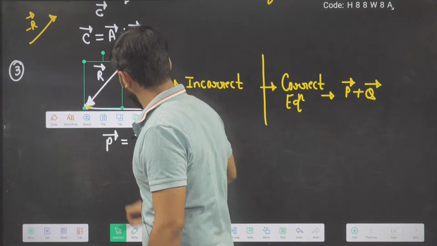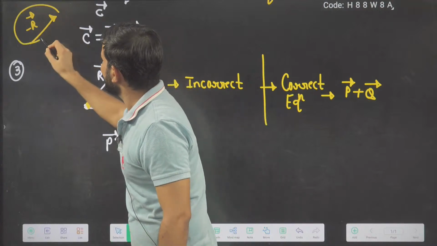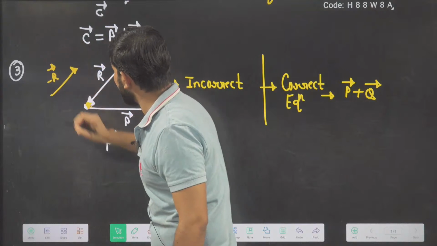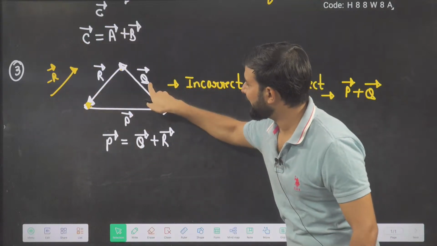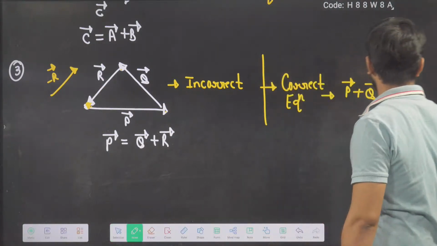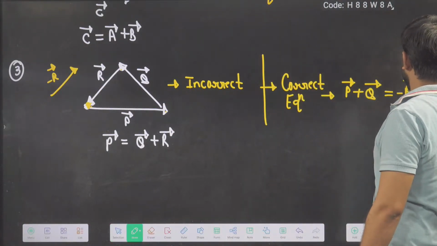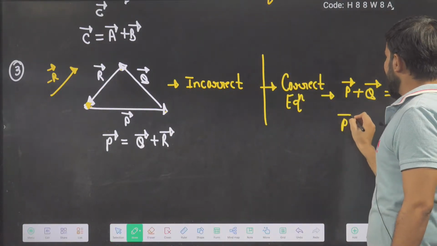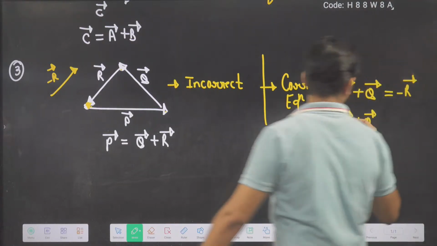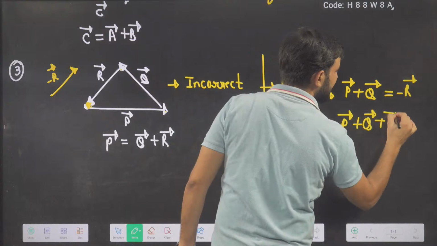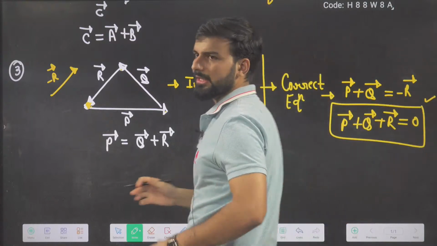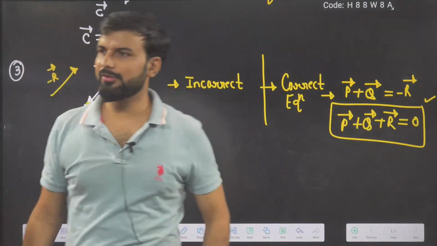So what will be the resultant? If I want to give the sum of P and Q, it will be plus R or minus R. So the resultant will be minus R. So what is the correct equation? You can write P vector plus Q vector, and if you bring this vector to this side, you will get plus R vector is equal to 0. This is the correct equation. This is a good question.